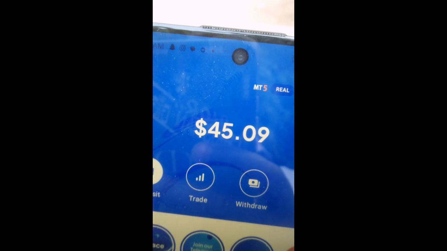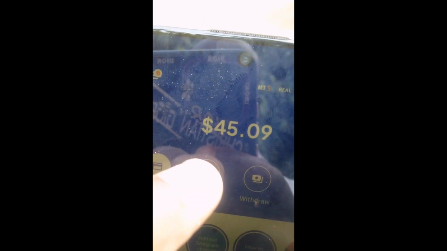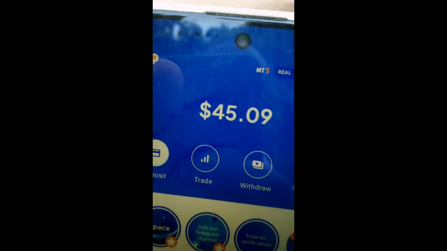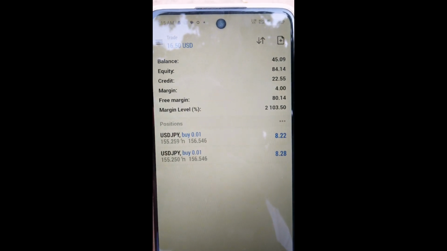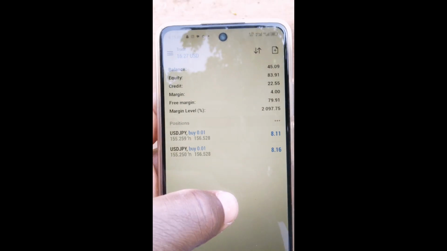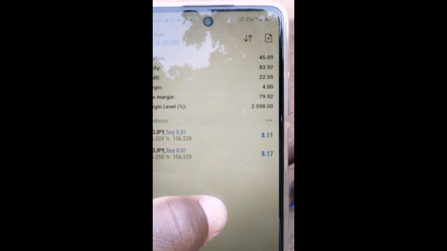So currently this is an MT5 real account on Octa FS. As you can see at this particular point, we have a balance of $45. The equity is 84.22, and currently we are in a profit of $16. So that is what we have right now in the first account.